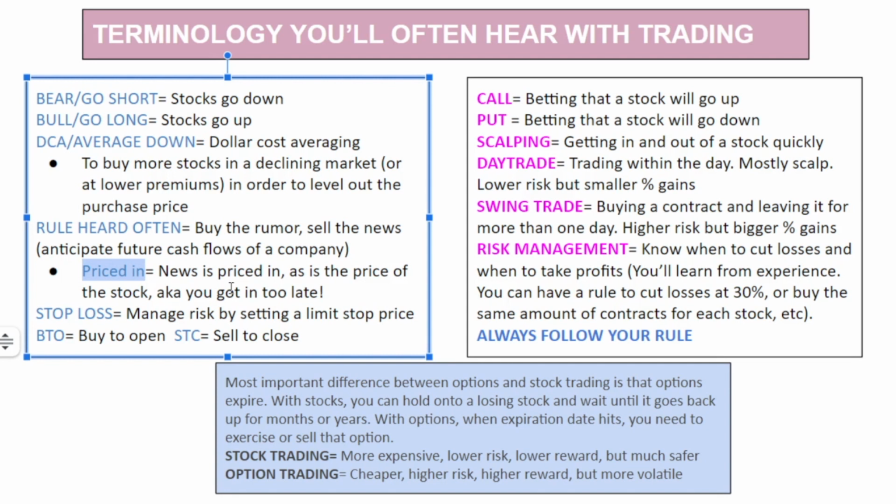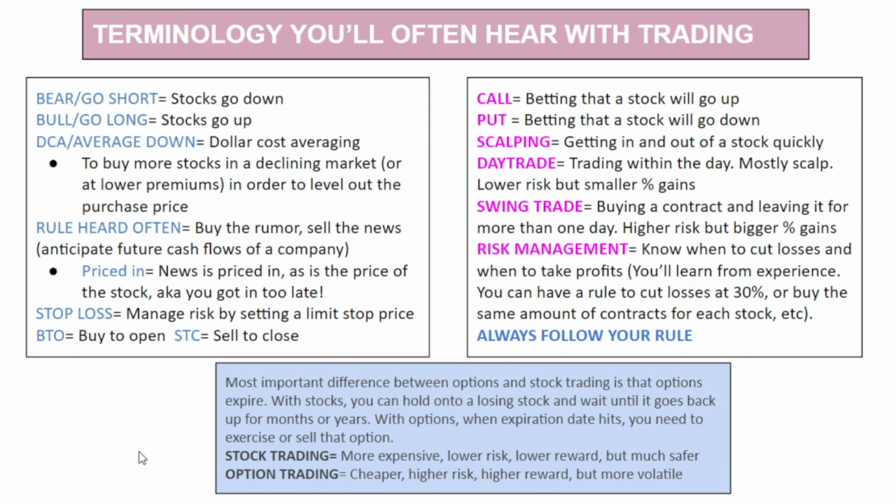So with that, one of the most important differences between options and stock trading is that options expire. With stocks, you can hold onto a losing stock like the Moderna stock and wait until it goes back up for months or even years. However, with options, when the expiration date hits, you need to exercise or sell that option, or else you lose all your initial investment.